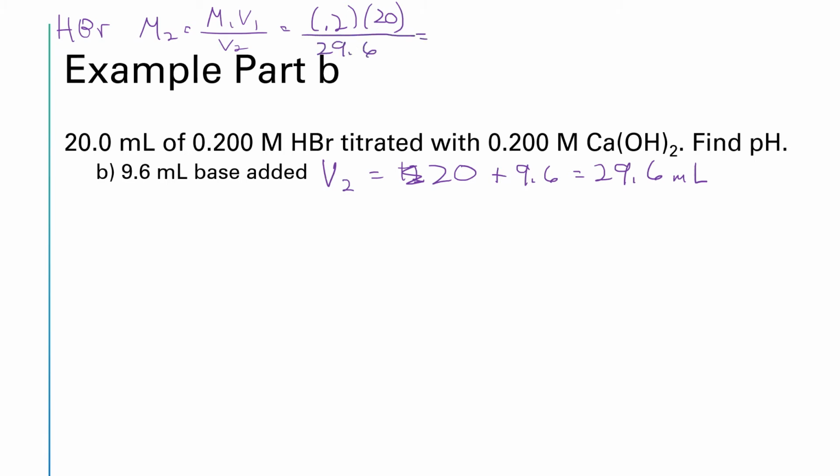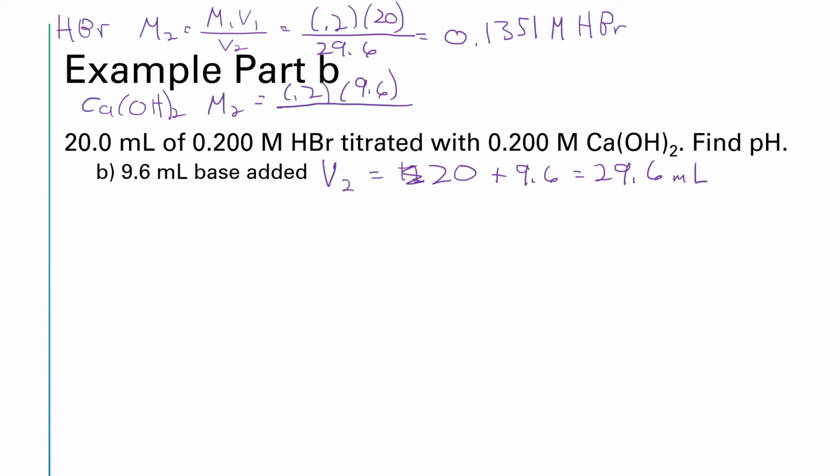So if we run that through a calculator, we get 0.135. Yeah, probably should keep one more sig fig. So for HBr, we have a concentration of 0.1351 molar. For the calcium hydroxide, the molarity of the calcium hydroxide after it's diluted will be 0.2 multiplied by 9.6 and all divided by 29.6.